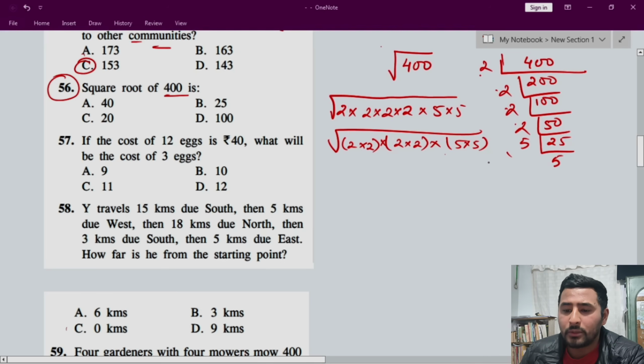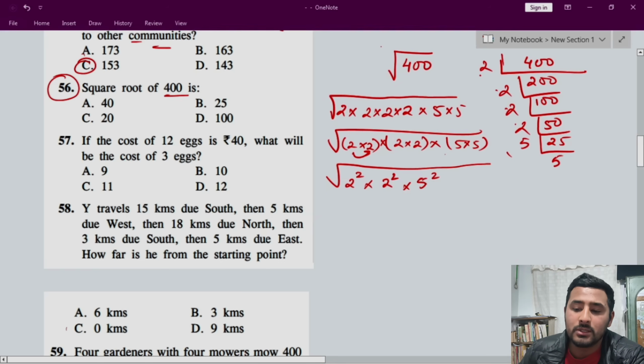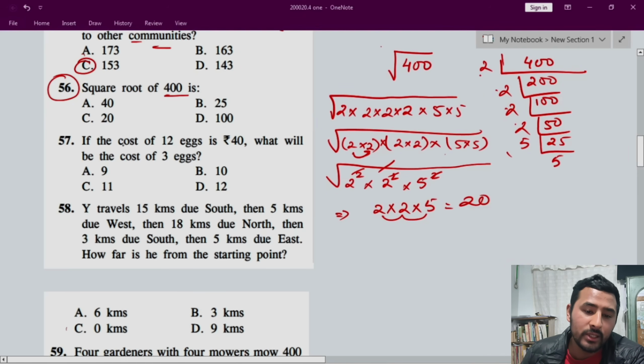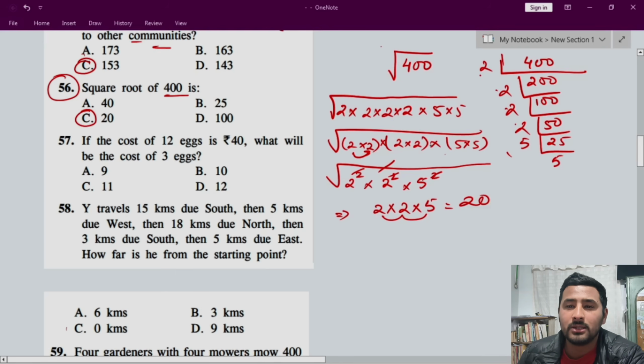Once you are done with pairing, start like this. 2 into 2, how many 2s? 2. So write 2 square. Then again, how many 2s? 2. Then how many 5s? 2. So see the square. Since it is a square root, you can cancel and write it outside the square root. So 2 into 5. Multiply this. 2 2s are 4, 4 5s are 20. So the square root of 400 is 20. So for 56, the answer will be option C.